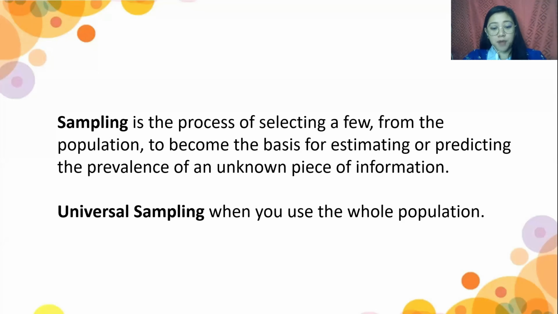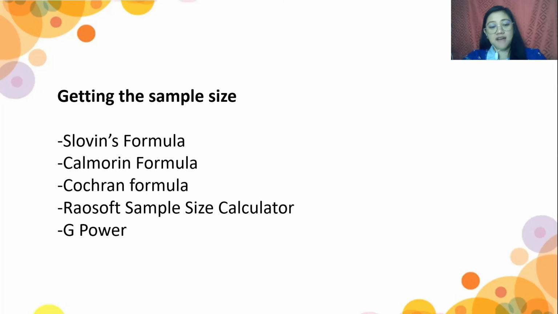Sampling is the process of selecting a few from the population to become the basis for estimating or predicting the prevalence of an unknown piece of information. So in getting the sample size, we have different ways of getting it. In getting it, there should be a reason for how you get your sample size.